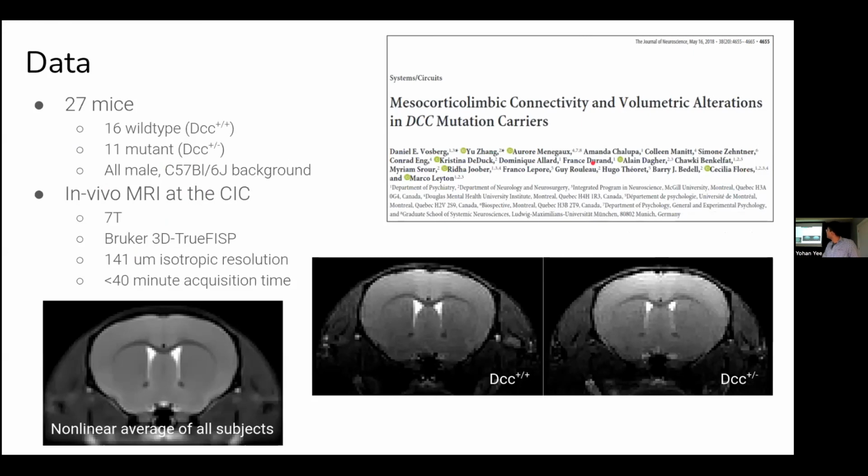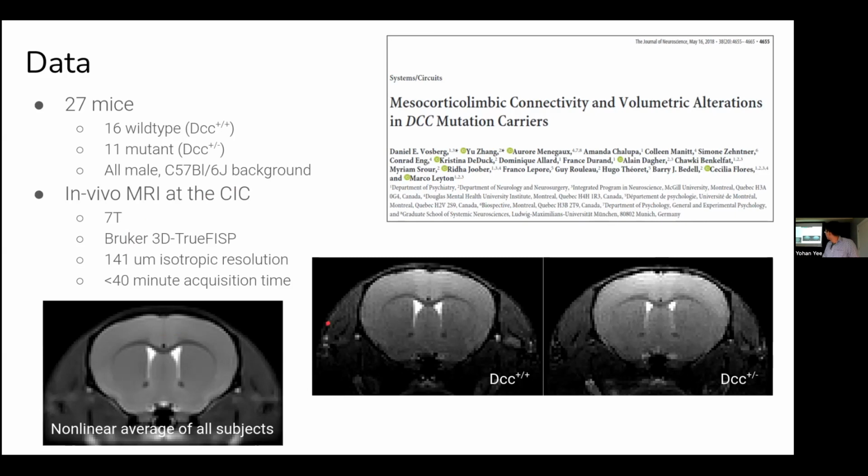The data we have on this is 27 mice, 16 wild type, 11 mutant, in which they don't have a copy of the DCC gene. All the mice were male and all were on the same C57 Black6 background. The mice were actually imaged here, so we obtained it through a collaboration. They were imaged at 7 Tesla using a true FISP sequence, and the images were acquired at, I think, about 140 microns isotropic resolution.